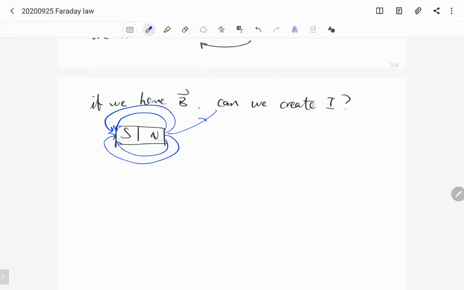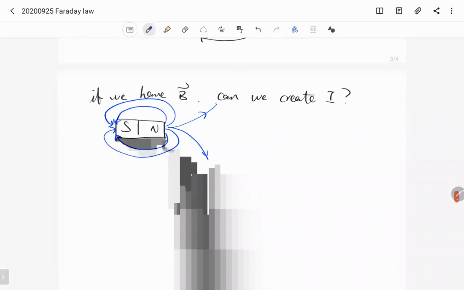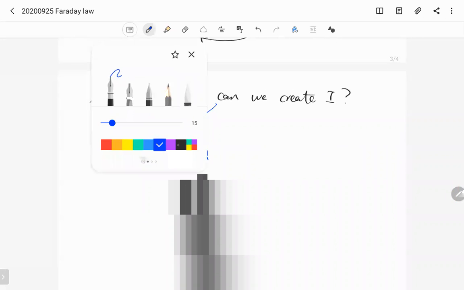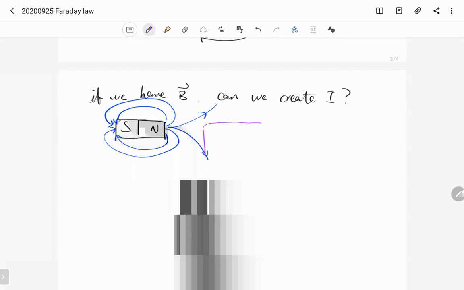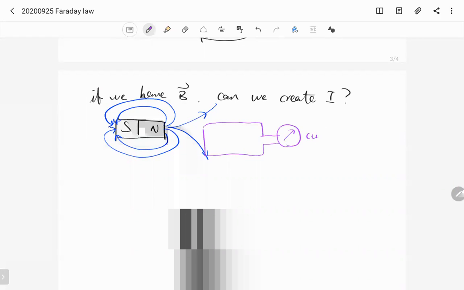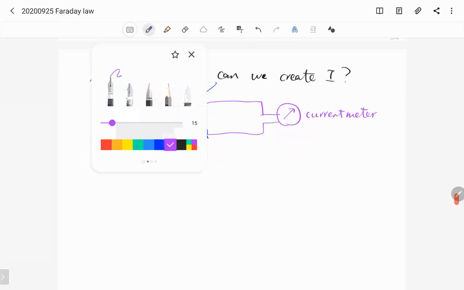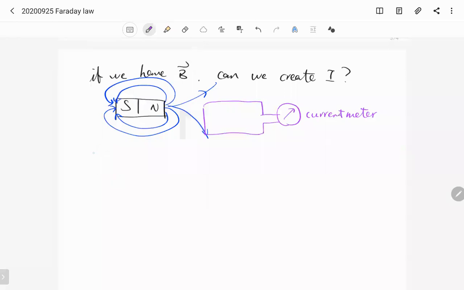This is the magnetic field. This is a magnet, and we put a circuit. Here is a circuit loop, and we have wire, and we connect it with a current meter. This is the current meter. If there's a current inside the circuit, then the current meter will tell us. Then we just put everything on the table, wait, and see if we have current in the circuit. And the result is disappointing, and nobody found a current.